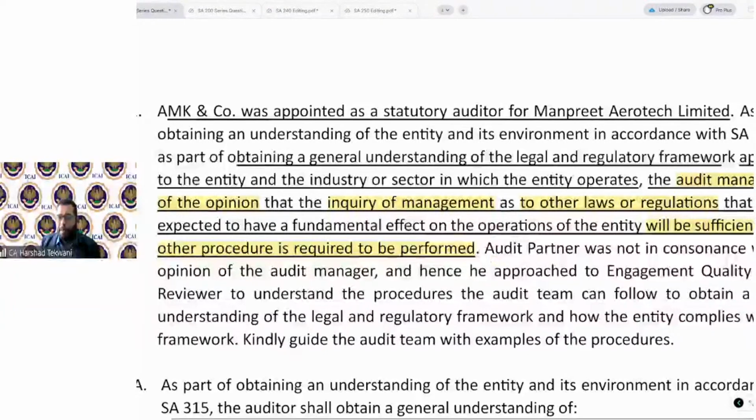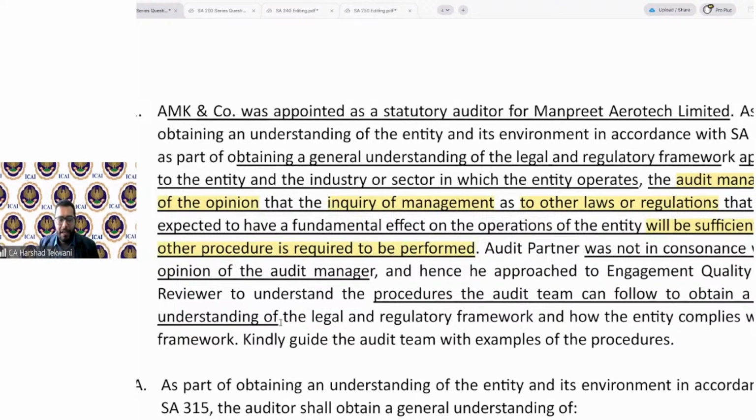Now the audit partner was not in consonance with the opinion of the audit manager, and he approached the engagement quality control reviewer to understand the procedures the audit team can follow to obtain a general understanding of the legal and regulatory framework and how the entity complies with that framework. So you are required to guide the audit team with examples of the procedures.